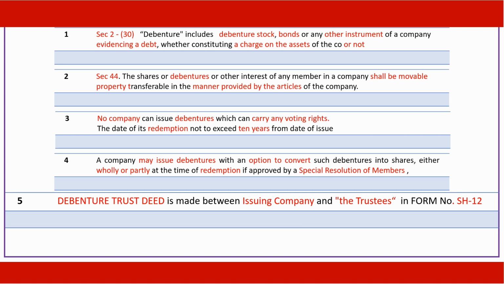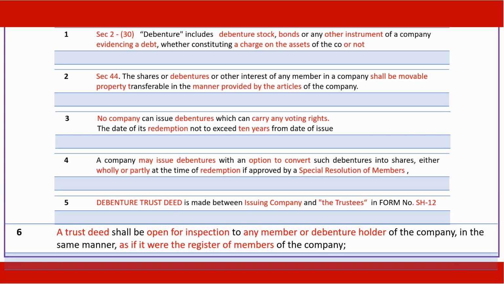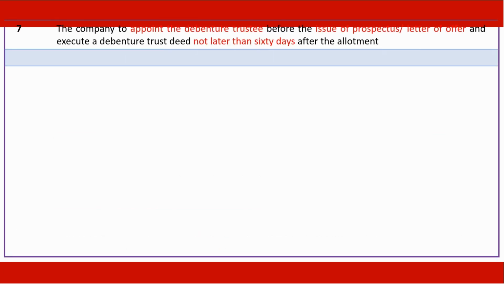Debenture trust deed is made between issuing company and the trustees in form SH12. A trust deed will be opened for inspection to any member or debenture holder as if it is a document similar to register of members of the company. A company to appoint debenture trustee before issuing the prospectus or letter of offer, and a formal debenture trust deed has to be executed within 60 days after the allotment of debentures.